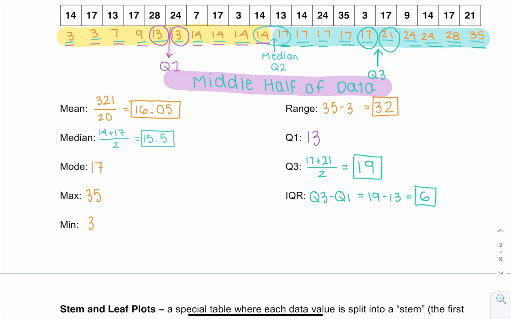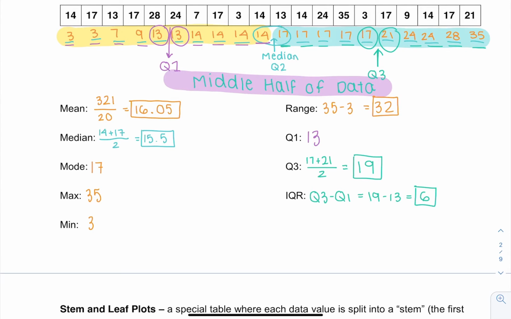And what the IQR is telling us is how far apart is this middle half. So you kind of expect this middle half to almost be like an average in a way. So it ranges from about 13 to 19. Half of all scores are in that range. And that range is only about 6 points apart.